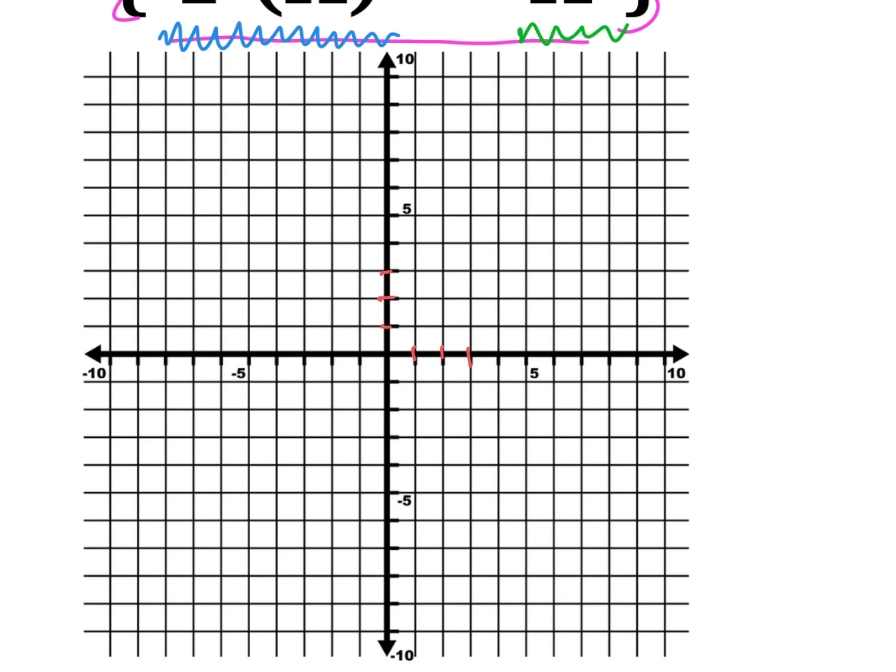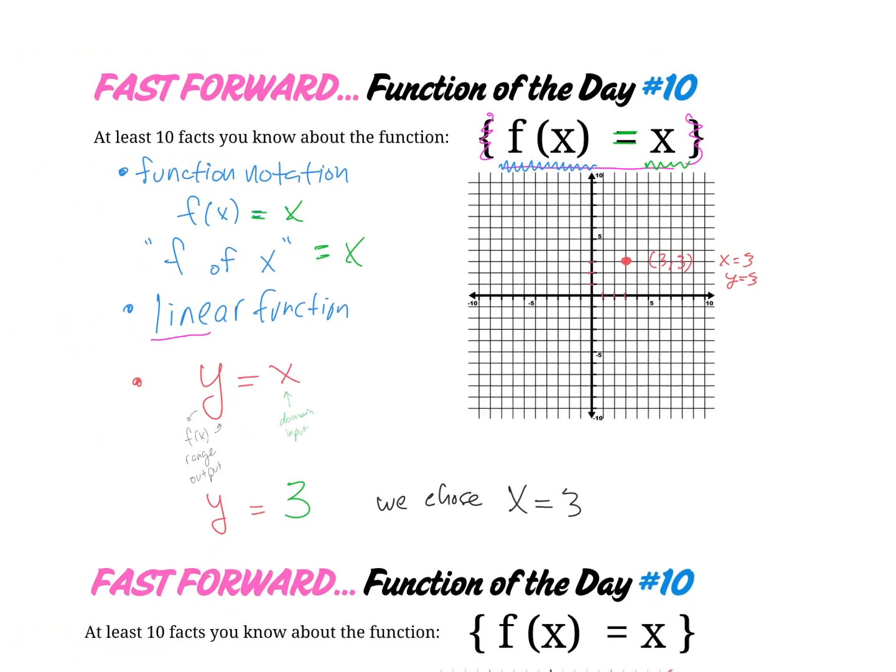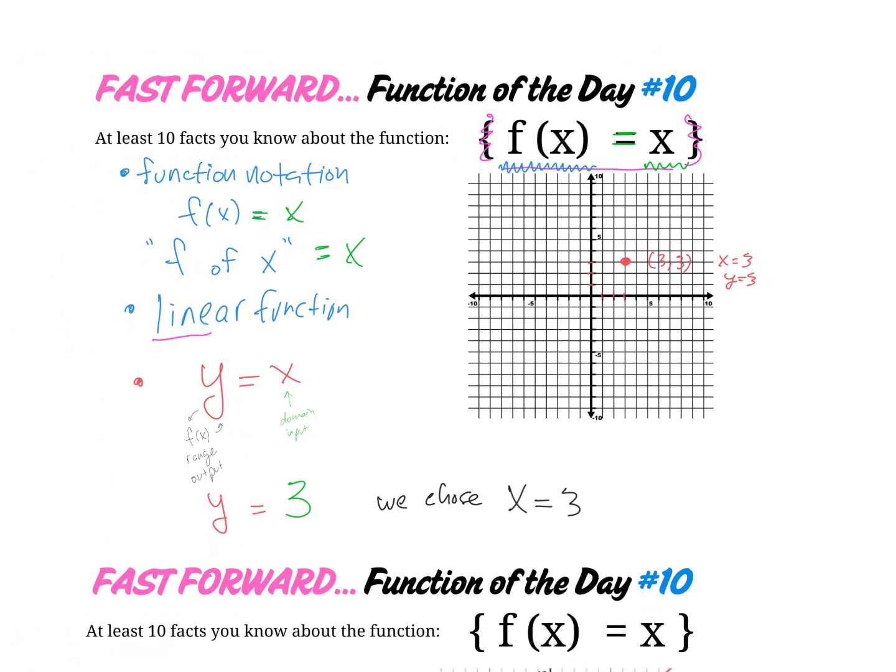Here's 1, 2, 3 for y. So boom, that is the point: x equals 3, y equals 3. And I want you to notice what happens if we pick other inputs. Let's say we choose the input as x equals 9. Well, guess what? When you plug that in here, you get y equals 9, okay?